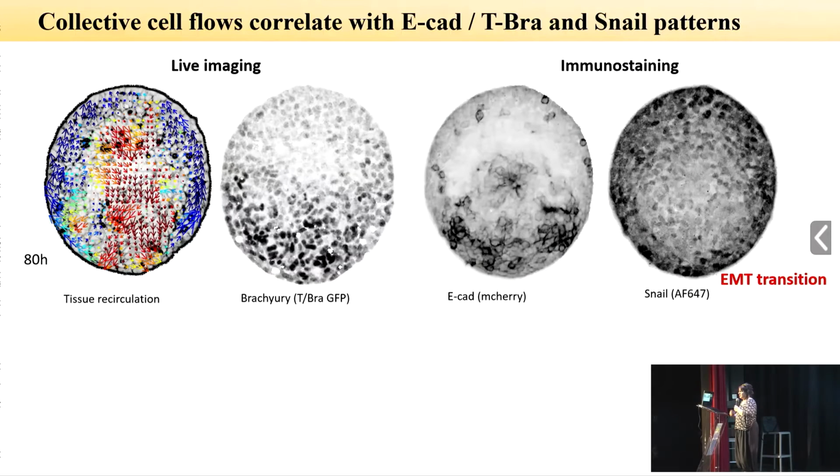Then we were like, okay, but how can we relate the flows to the gradient? And what we found is that this gradient is associated, as we knew already, to gradients of cadherin expression, and the recirculating population expresses snail, which means that there is an epithelial to mesenchymal transition, and that the cells here that recirculate kind of become mesenchymal.